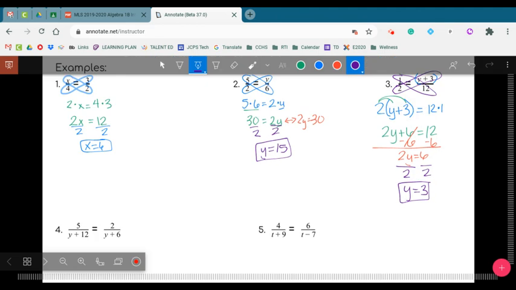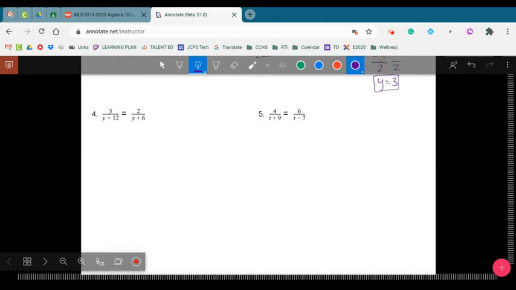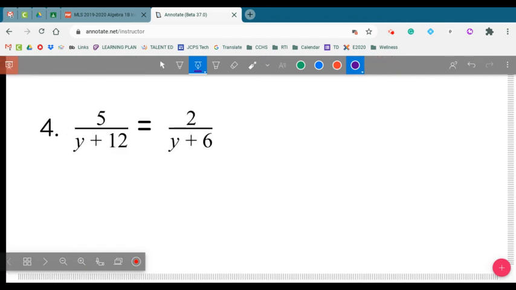Okay, so now we're going to go down to 4 and 5. So these even get a little bit trickier than our previous ones. Because this one, if you can see, you're going to get a variable on both sides, which we have been dealing with in class.